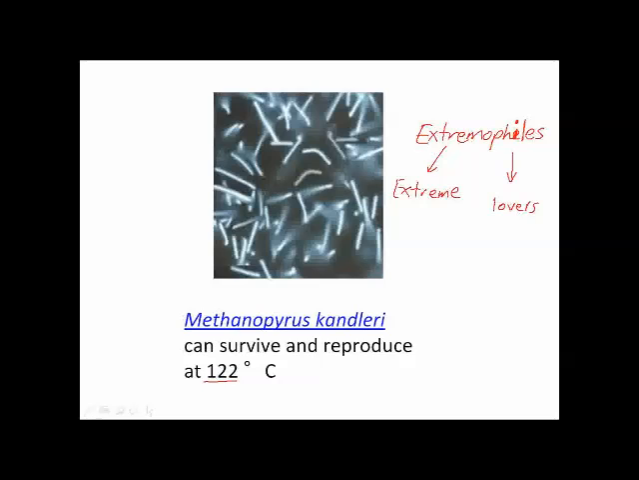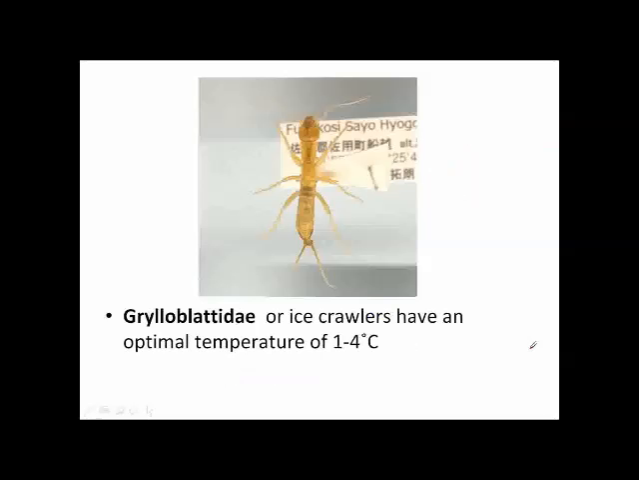Now, there are other extremophiles which go through very, very low temperatures. The Grylloblattidae, or ice crawlers, have an optimal temperature of 1 to 4 degrees Celsius. That is very, very cold for an insect. So again, these insects have special enzymes within their body which don't freeze up, which can still work at very low temperatures. So that's another extremophile.